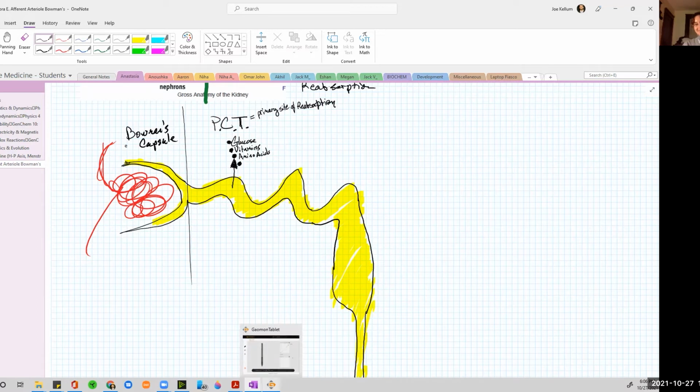So are those going to be reabsorbed here? No, not here. Why not? They're massive. They're pretty big. They're also not water soluble. If they're not water soluble, how do they get around in the blood? Because the blood's mostly water, right?